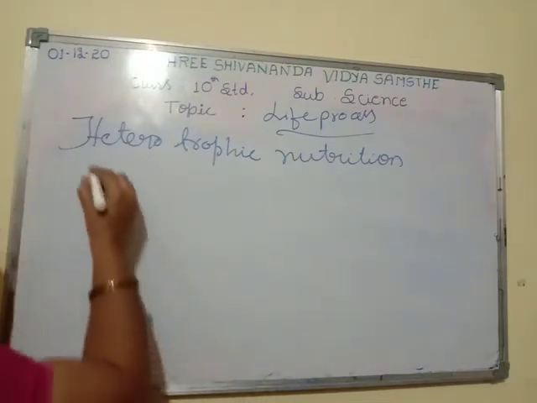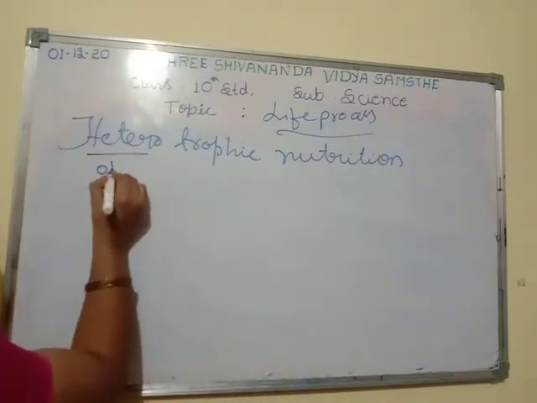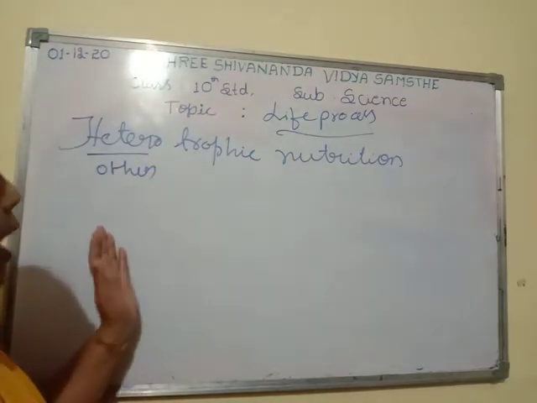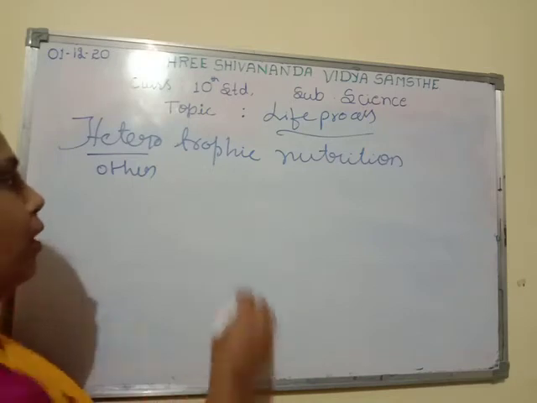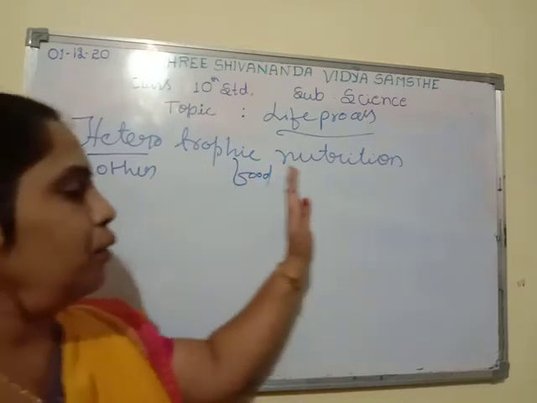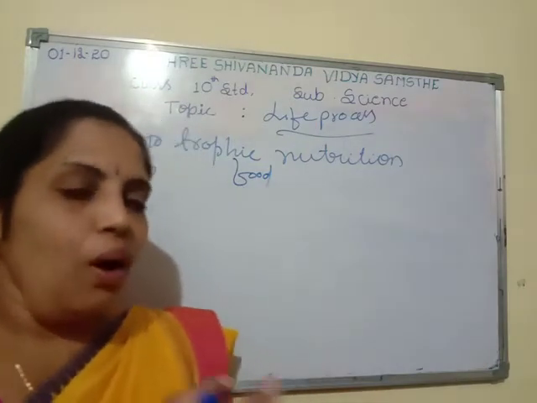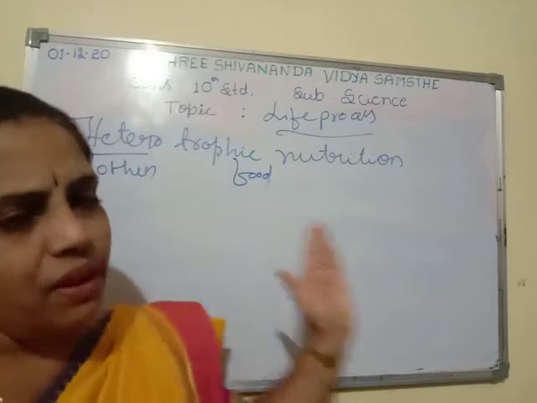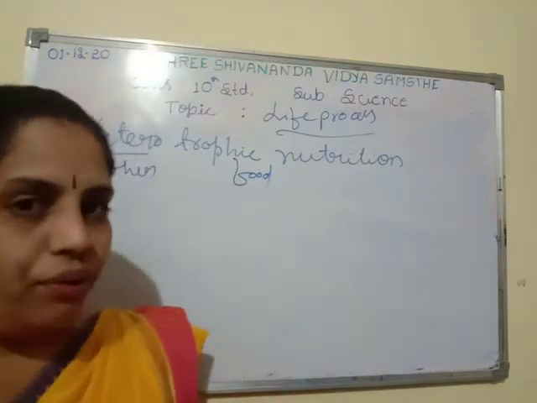Here, hetero means other. Organisms which depend upon other organisms for their food have heterotrophic nutrition. All animals and microorganisms are very good examples of heterotrophic nutrition. There are some animals which have different kinds of nutrition.